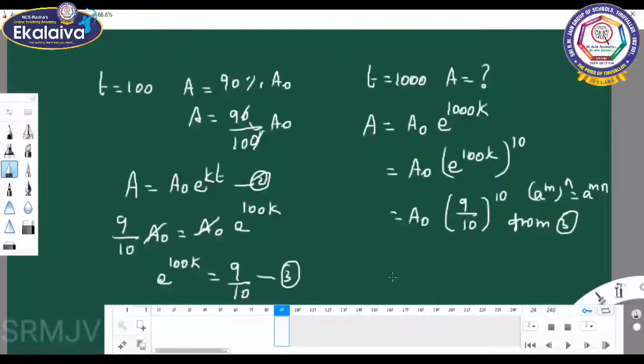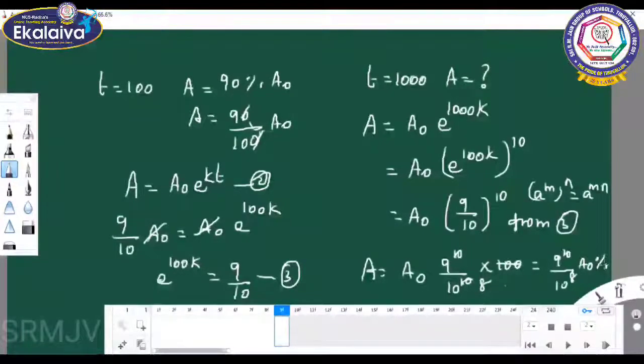So A equals A naught into 9 power 10 by 10 power 10 percentage. Percentage means into 100, so you cancel and can write 10 power 8. So the value is 9 power 10 by 10 power 8 A naught percentage. I hope you understood this word problem, children.